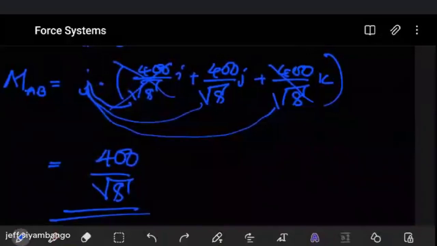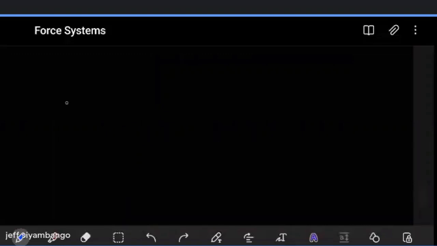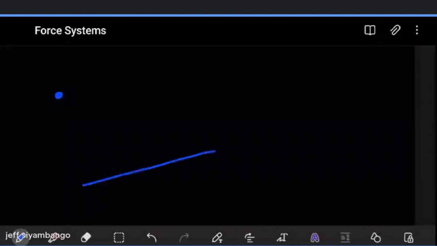Okay, so here's how it goes. In the first part, you have a point. Then you have another force, let's say a force here. Your force is F. You want to find the moment of the force F about our point here, O. So what you need here is the position vector running from O to anywhere along the force F. This position vector, we call it R.